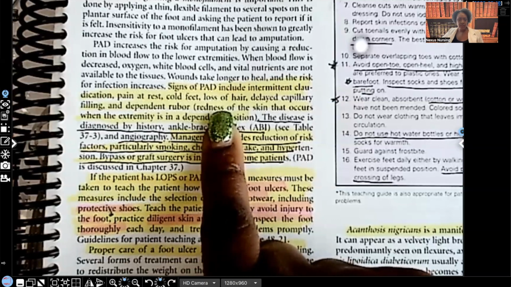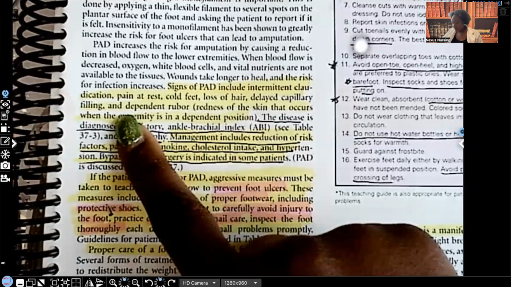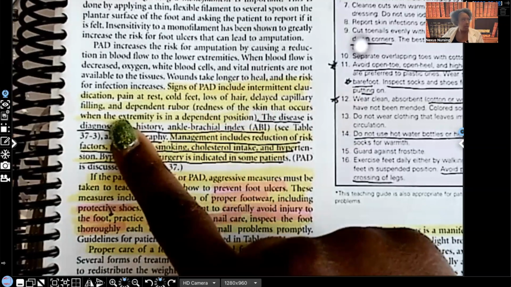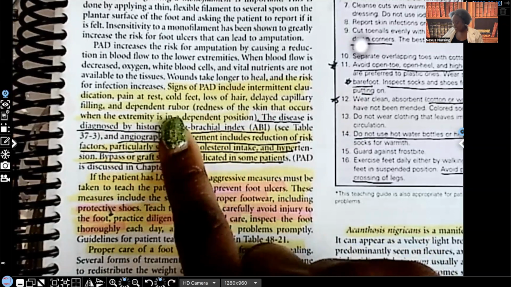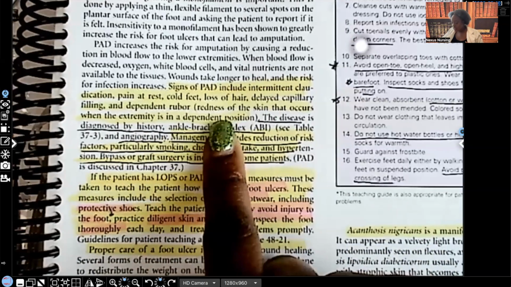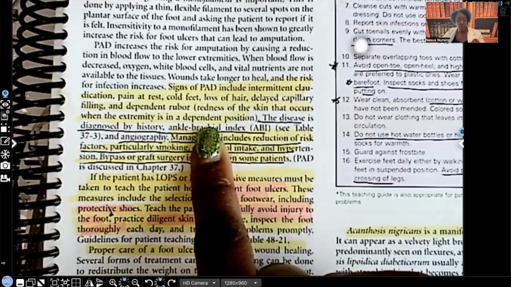It's the oxygen, vitamins, and nutrients in the blood that make the hair nice and long, right? So if the patient has peripheral artery disease and doesn't have enough oxygenated blood going to the lower extremity, the hair is going to fall off. It's not being fed. It makes sense. Loss of hair, delayed capillary filling. Why? Because we don't have enough blood going down there. And dependent rubor. This is redness of the skin that occurs when the extremity is in a dependent position. Very important for you guys to know.